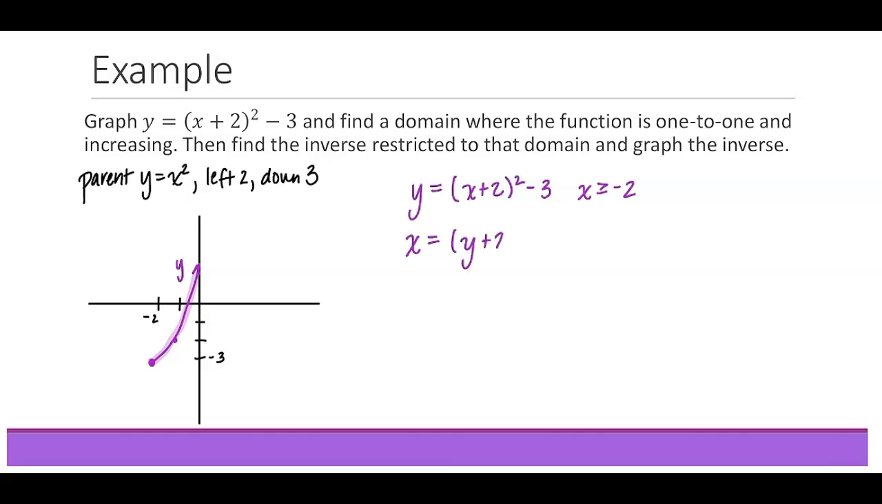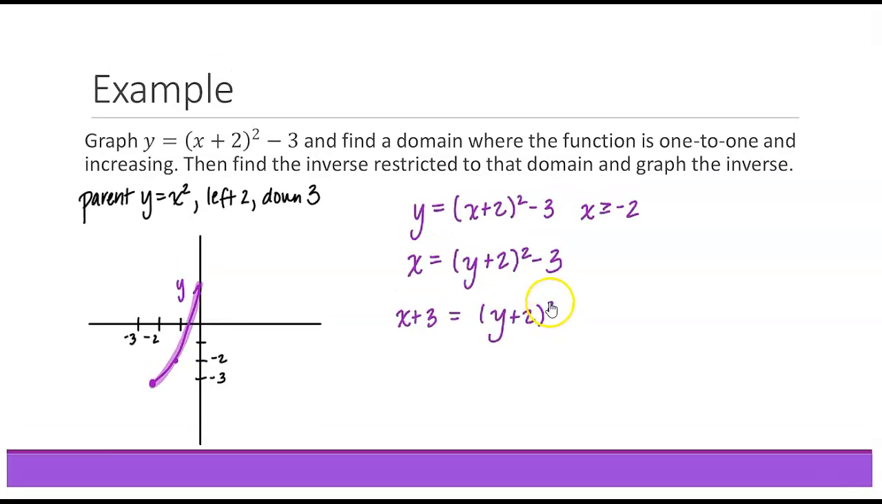So I have x equals the quantity y plus 2 squared minus 3. And then we'll solve for y. So we'll add the 3 to the other side. x plus 3 equals the quantity y plus 2 squared. Now, to get rid of the squared, I'm going to need to take the square root of both sides, but what's going to happen is I'm going to get plus or minus the square root of the quantity x plus 3 equals y plus 2, and then I'll subtract the 2 from the other side and leave it in front, so I have -2 plus or minus the square root of x plus 3 is equal to y.